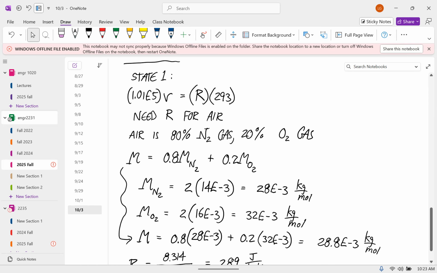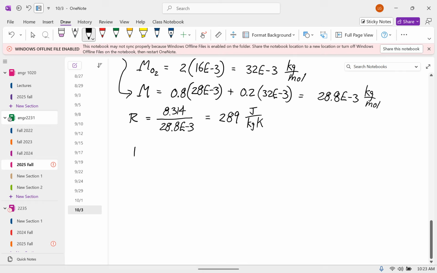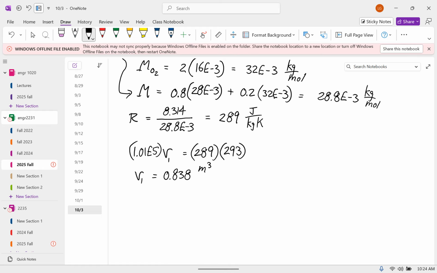So now we can go back to the ideal gas law. We have 1.01 times 10 to the fifth times the specific volume is equal to 289 times 293. And so this is the specific volume at state one. The specific volume at state one is 0.838 cubic meters per kilogram.